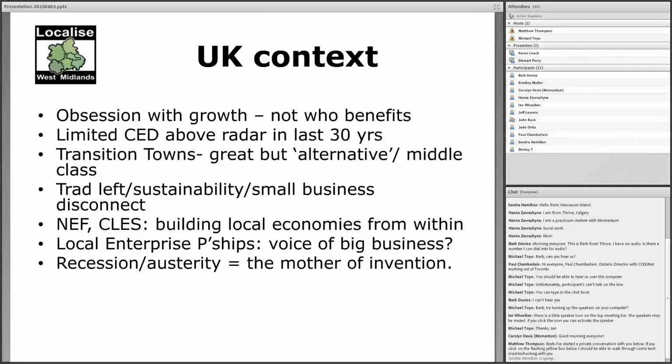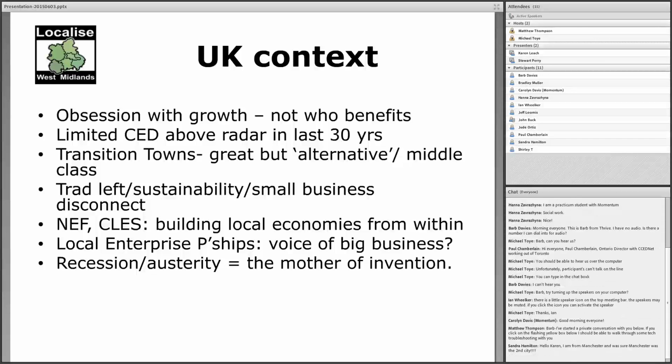In terms of the UK context, I think nationally we have a media and politics dominated by neoliberal perceptions of the paramountcy of growth, and not of who benefits from that growth. That's both left and right parties, local and national government. There's a blind faith that trickle down will work, in spite of all the evidence to the contrary, I'd say. We don't have very well developed ideas of community economic development at all.